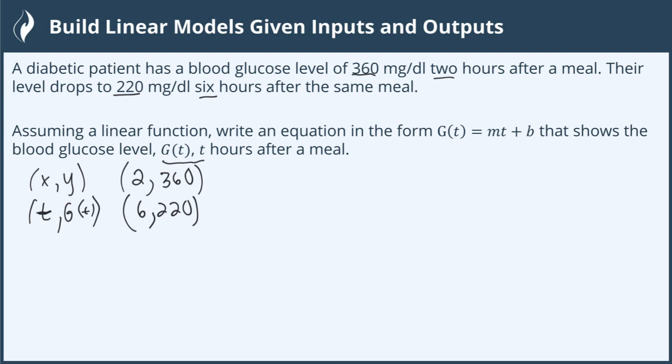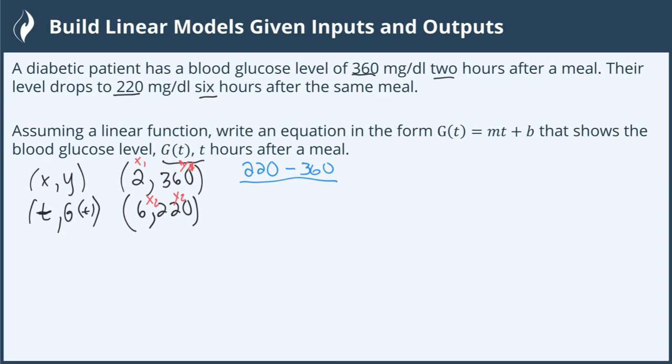Now we're going to use this to find our change. So this is going to be our x sub 1, y sub 1, so to speak. And this is going to be our x sub 2, y sub 2. So we can figure out what our change is. Our change is going to be 220, since this is our 2, minus 360 on the top. And on the bottom, we have to be consistent. Actually, it doesn't matter which one of these we do first. It's just that we're consistent.